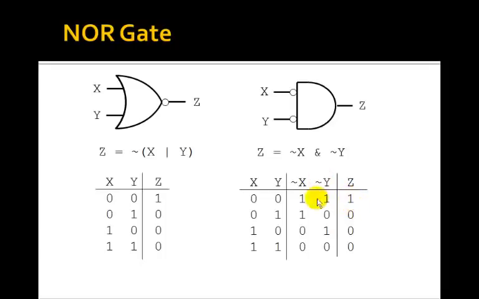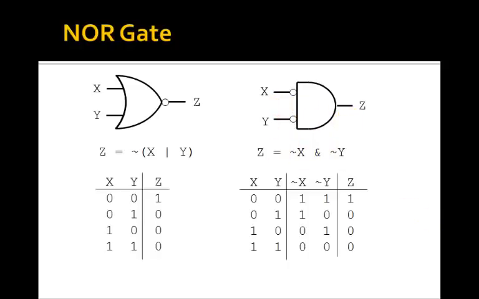That is, it's 1 when both inputs are 1 and 0 when any of the inputs are 0. But a 1,0,0,0 for Z is the same as a 1,0,0,0 here. So it must be the case that Z equal to not (X or Y), this NOR gate, must be equal to not X and not Y.